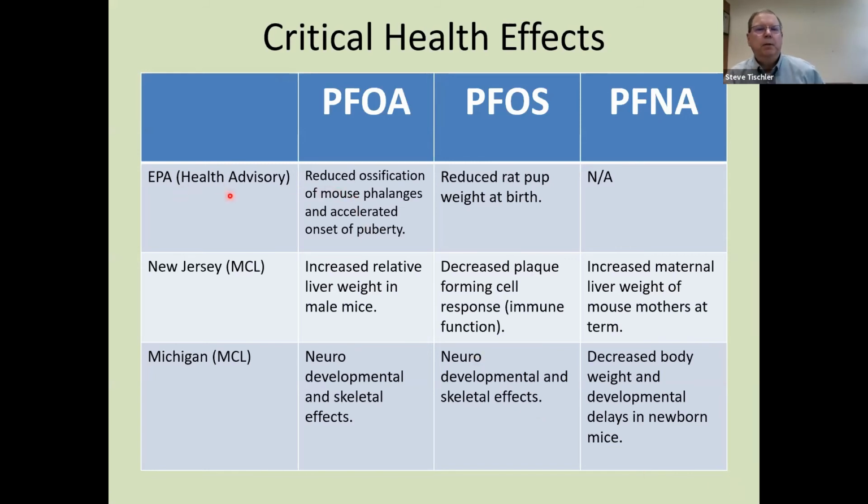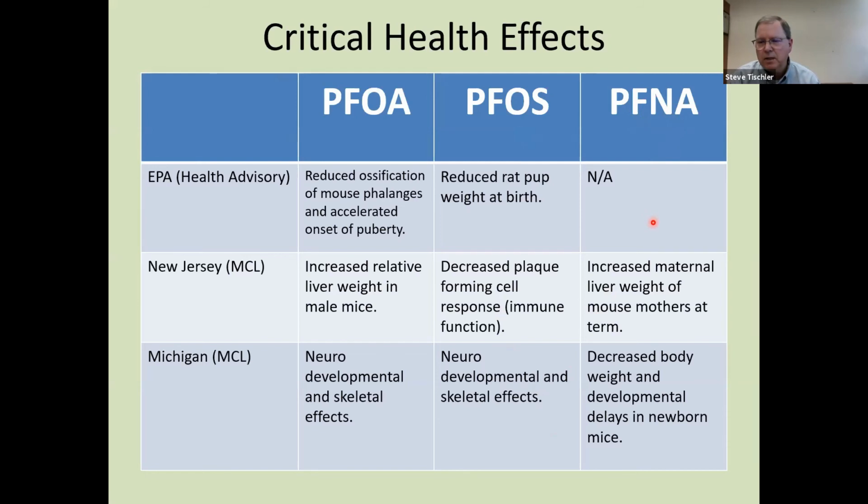But as you can see here, the EPA, when it looked into PFOA in terms of toxicology studies, it used reduced ossification of mouse phalanges and accelerated onset of puberty, while New Jersey used increased relative liver weight in male mice, and Michigan used neurodevelopmental and skeletal effects. So 3 very different types of studies to try and establish an MCL or a reference dose for PFOA. The same holds true for PFOS. The EPA used reduced rat pup weight at birth, while New Jersey used decreased plaque forming cell response, which is an immune function, and Michigan stuck with their neurodevelopmental and skeletal effects. So again, 3 different toxicology health effect outcomes to establish a level for PFAS and MCL. And the consequence of that is that they came up with wildly different levels.